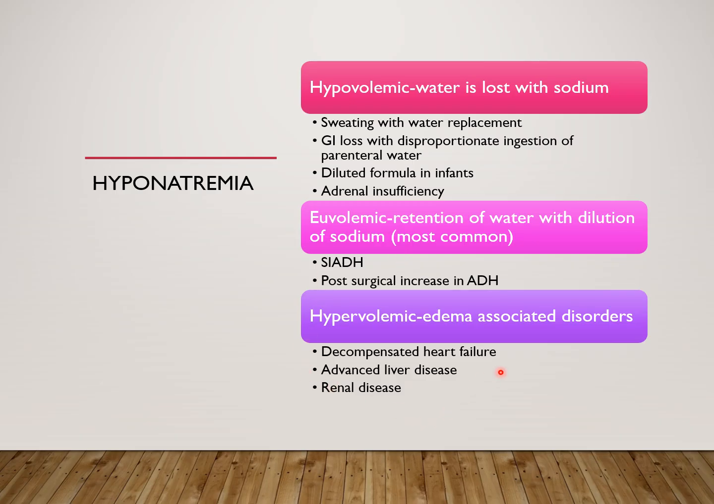And then hypervolemic. These are usually our edema-associated disorders. So things like heart failure, advanced liver disease, or renal disease that might cause a lot of third spacing, or movement of fluid out of the vascular compartment, that pulls water into that space. So we get a lot of volume, but not a lot of sodium.